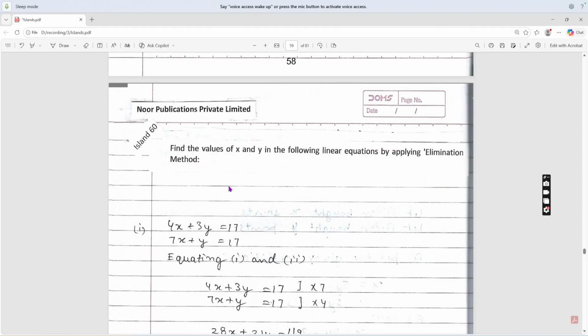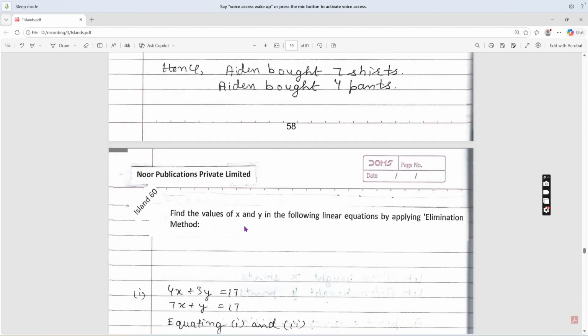Now, in the next island, number 60, there are questions which are based on the elimination method and the substitution method, in which we have to find the value of x and y. And that is what we are going to do in our next video. So in the next video, let's see our journey to be continued from island 60.